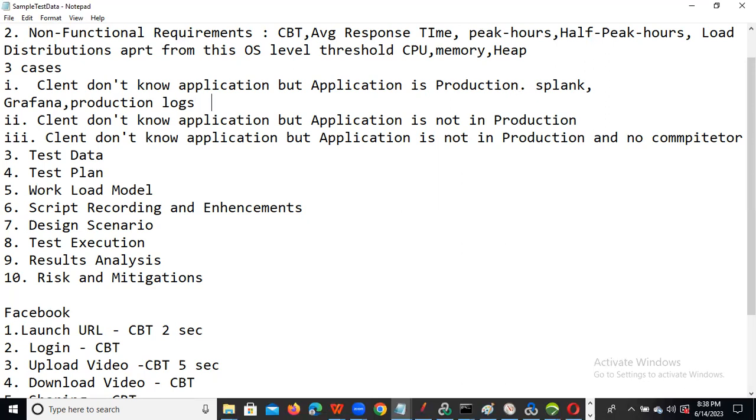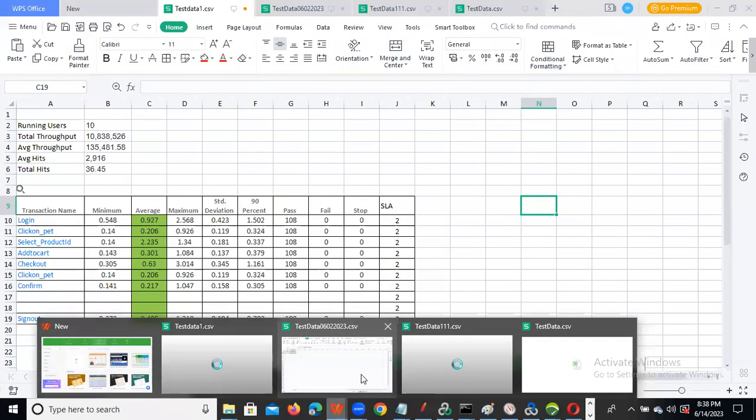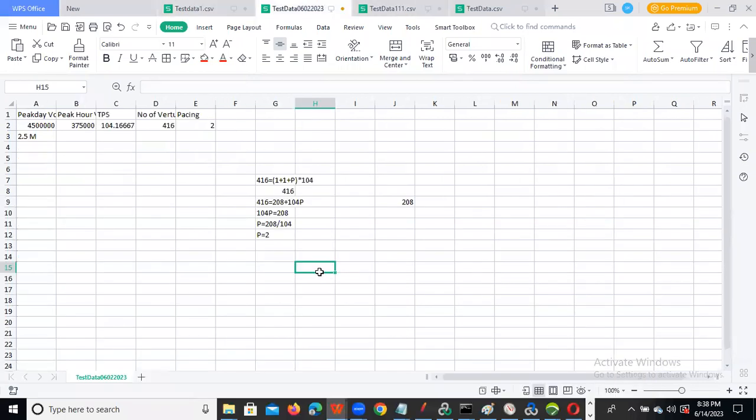And one more thing: load distribution, like for each and every scenario, how much load you want to give. This is a very important point from the load perspective. Using the production log or the Splunk tool or Grafana, what we need to do is, I will explain here.